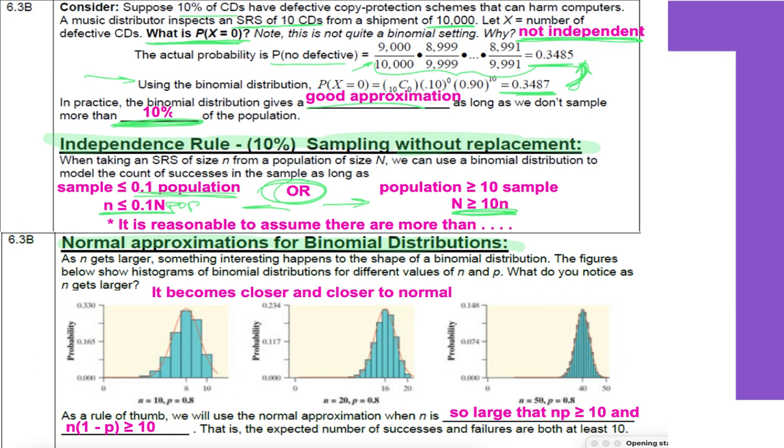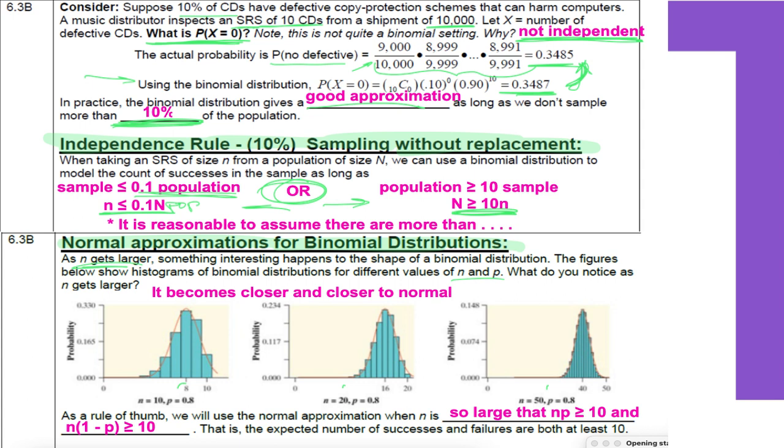As n, our sample, our number of trials, gets larger and larger, some things happen to the binomial distribution. It just becomes closer and closer to normal. These are histograms for different values of n and p down here.